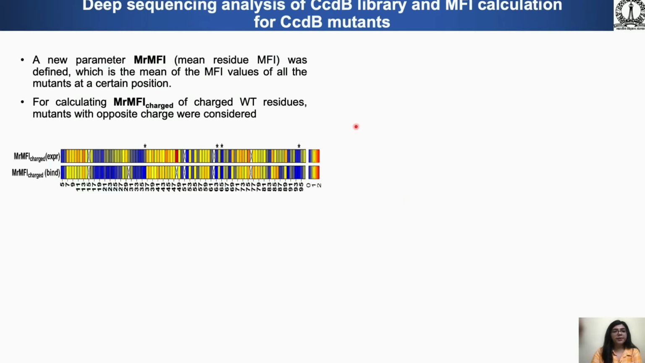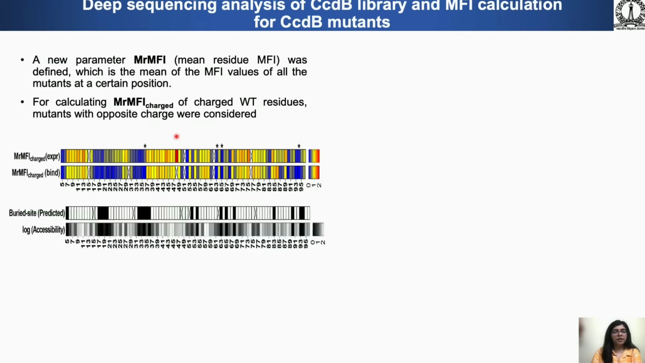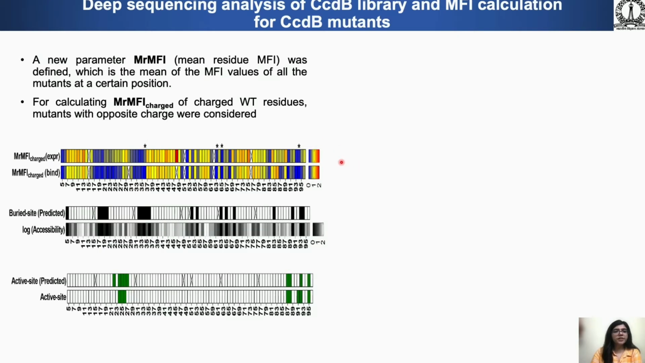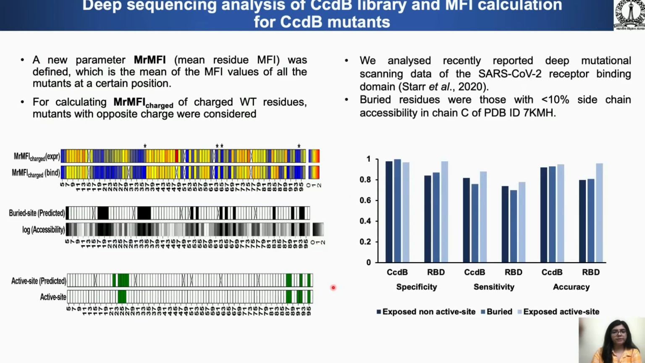We further used a new parameter, MRMFI, the mean residue MFI, which was basically taken as the mean of the MFI values for the mutants at a certain position. This was further made more sensitive by calculating the MRMFI charge, which was taken only for the mutants with opposite charges. So we can see here that the prediction results for the MRMFI charge showed good results both for the buried as well as the active site residues.